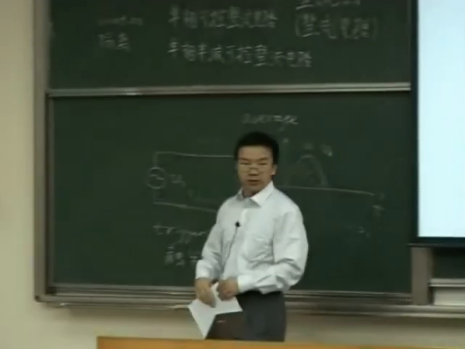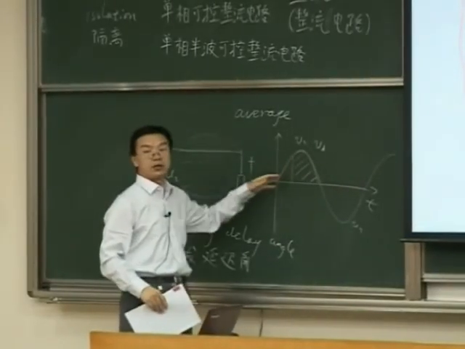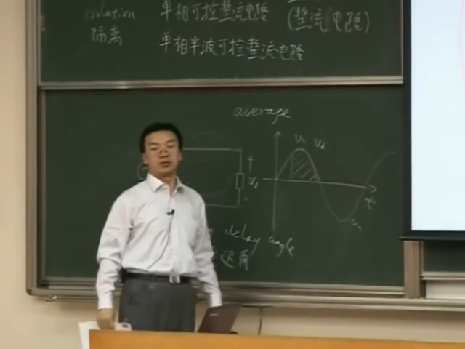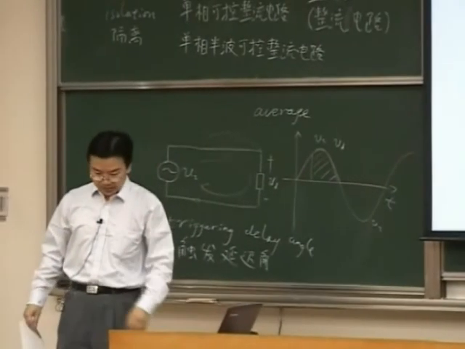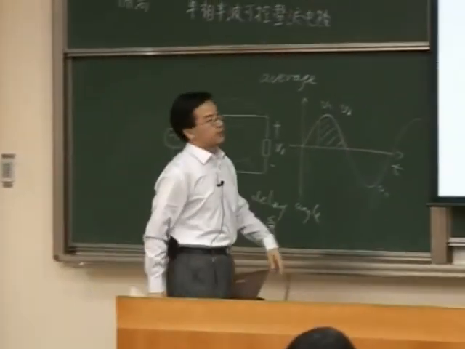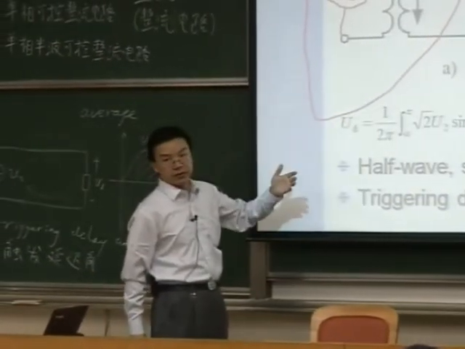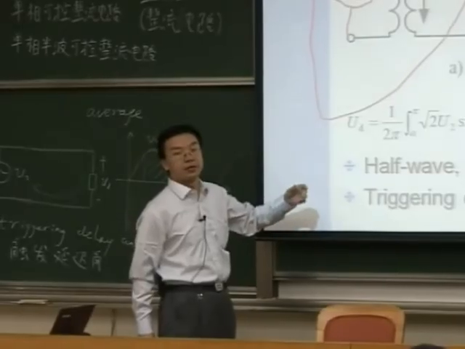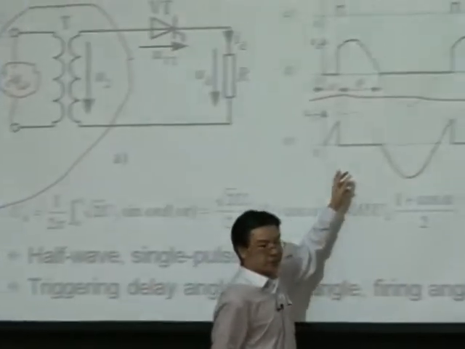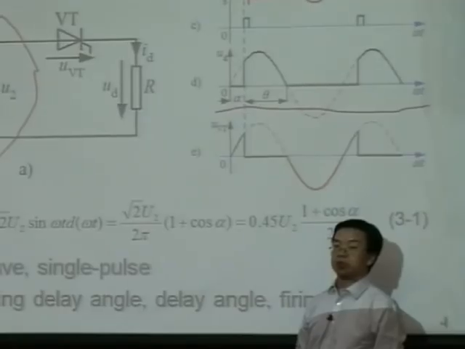Why is it called half wave? That's very simple, very obvious, because at most you have a full half sine wave on the output side. And actually, you can also obtain all the other waveforms, either voltage or current waveforms, in this circuit. For example, you can get the waveform of the voltage across the thyristor. That's also easy.